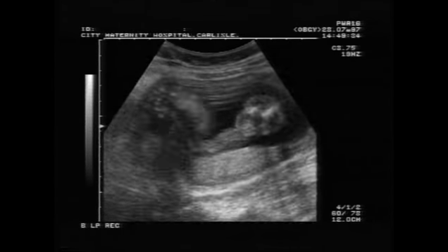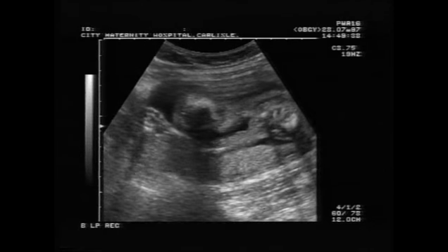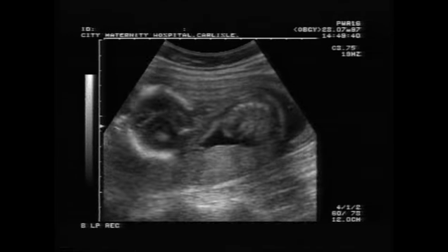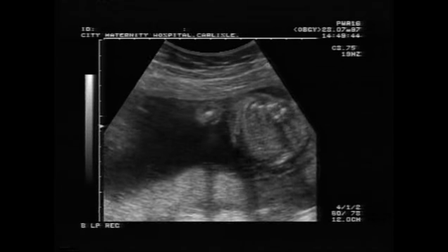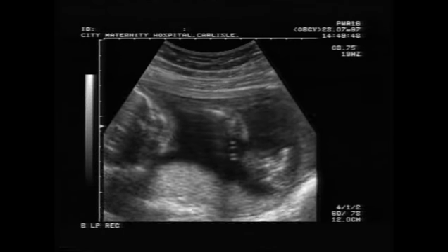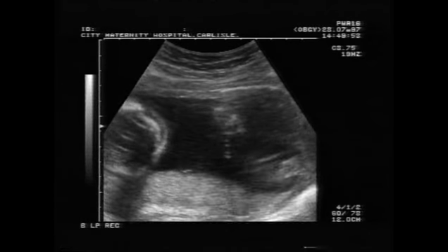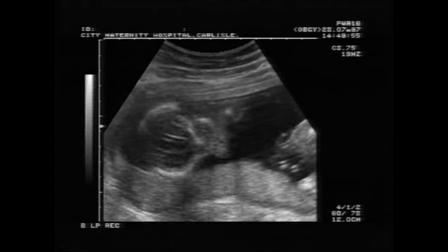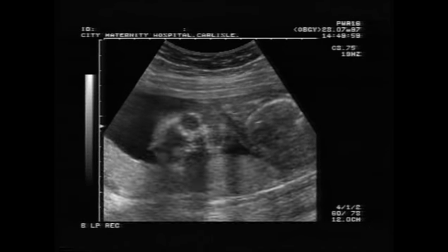Now here we're looking at a fetal ultrasound, a little unborn baby. See the vertebrae there. The head on the left. Amazing ultrasound pictures of the baby in the uterus.